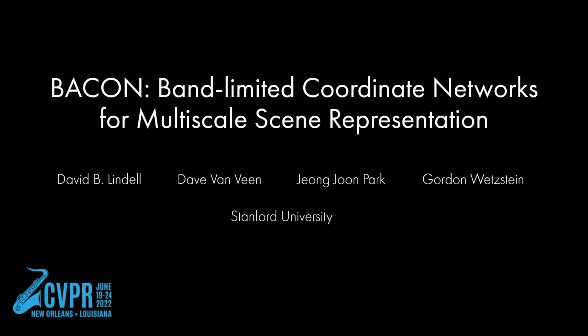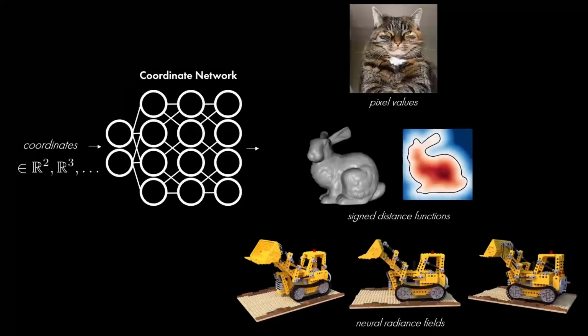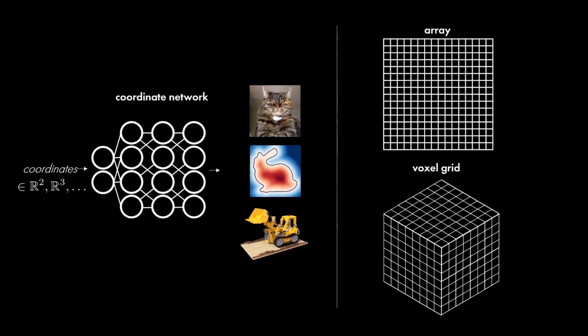Hello, I'm David Lindell, and I'm presenting BACON, Band-Limited Coordinate Networks for Multiscale Scene Representation. Coordinate networks are fully connected neural networks that map input coordinates to an output signal value. For example, pixel values in an image, neural radiance fields, or 3D shapes through a signed distance function. Usually, coordinate networks can represent a signal continuously using far fewer parameters than conventional representations, such as arrays or voxel grids, which require fine discretization.